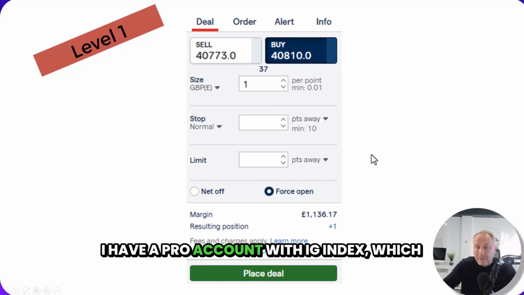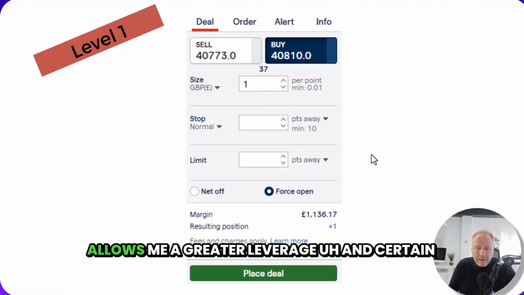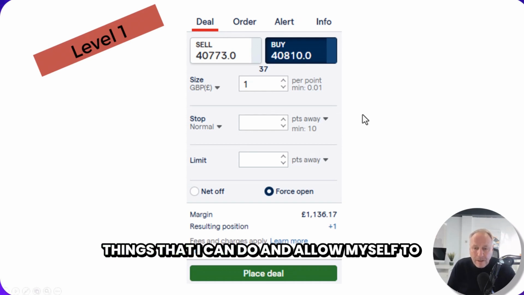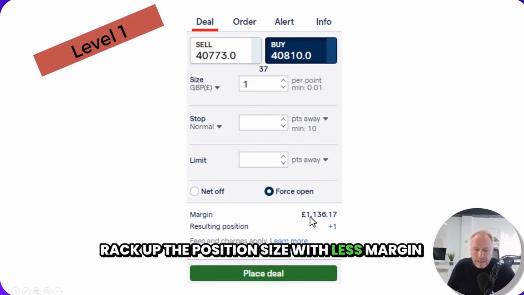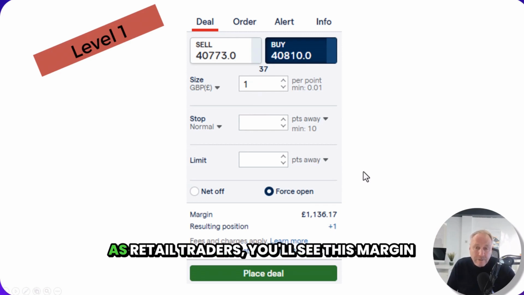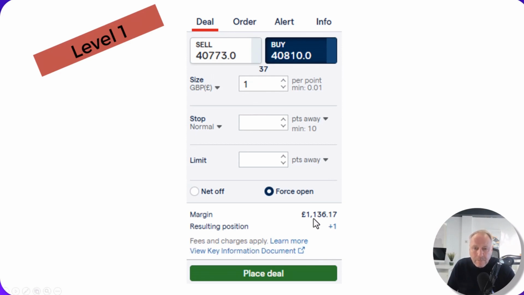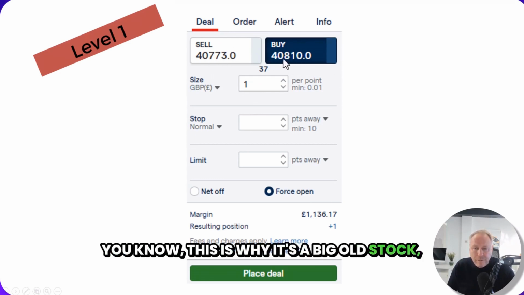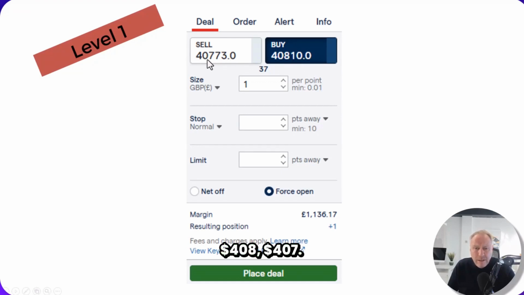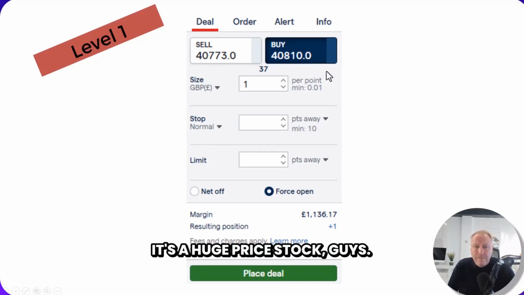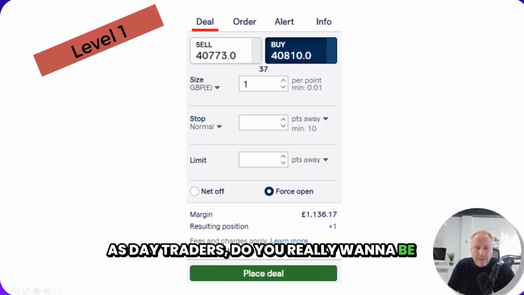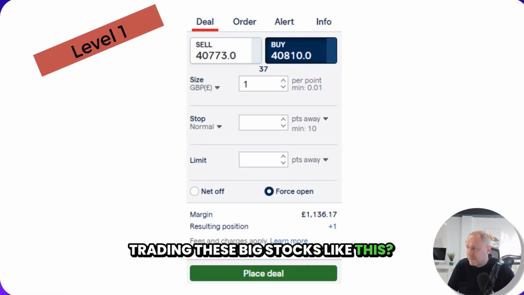I have a pro account with IG Index, which allows me greater leverage and certain things that I can do, and allows me to rack up the position size with less margin requirements. As retail traders, you'll see this margin requirement pretty high up, and this is because it's a big old stock, $408, $407. It's a huge price stock, guys. As day traders, do you really want to be trading these big stocks like this?